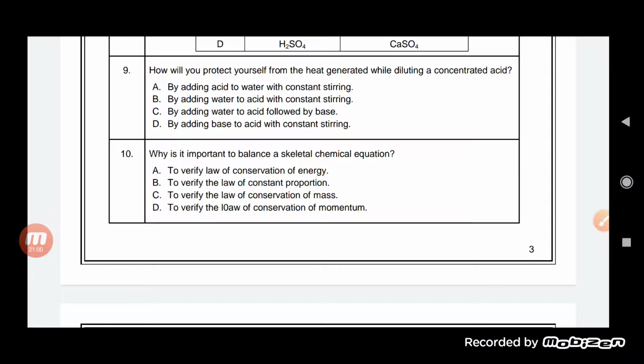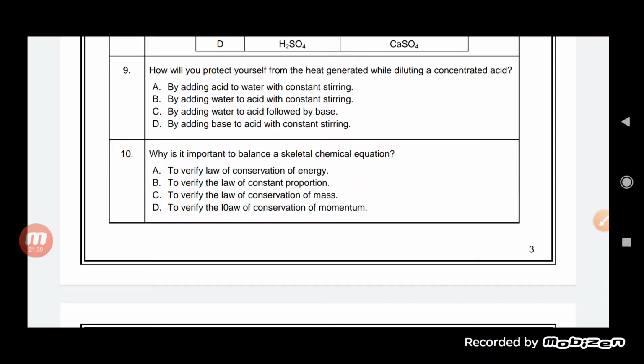So we must add acid to the water with a constant stirring. That is really important, students. When we start adding the acid slowly into the water with constant stirring, that will help in releasing a lesser amount of heat, and that will not affect us at all. So constant stirring by adding the acid to water is the correct way by which we can convert a concentrated acid into a dilute one.